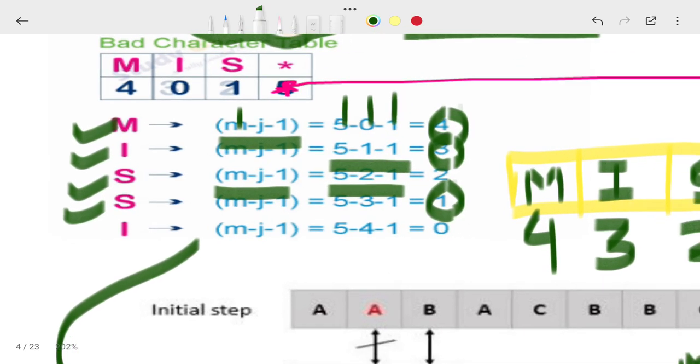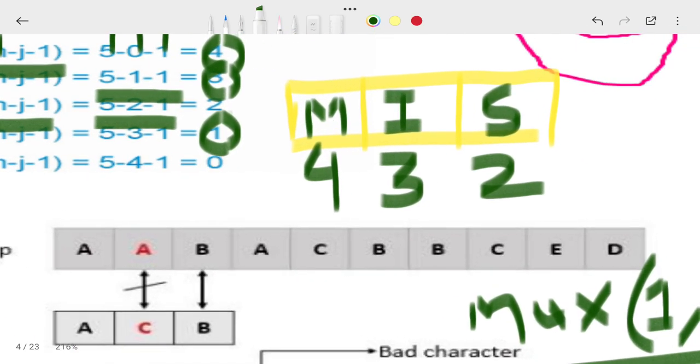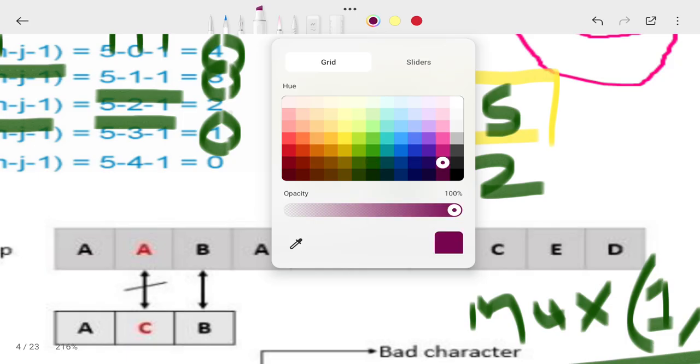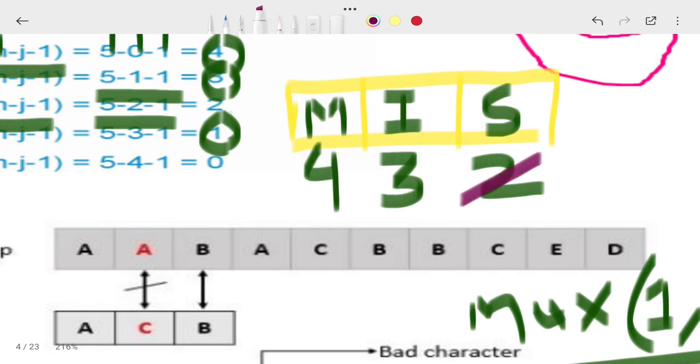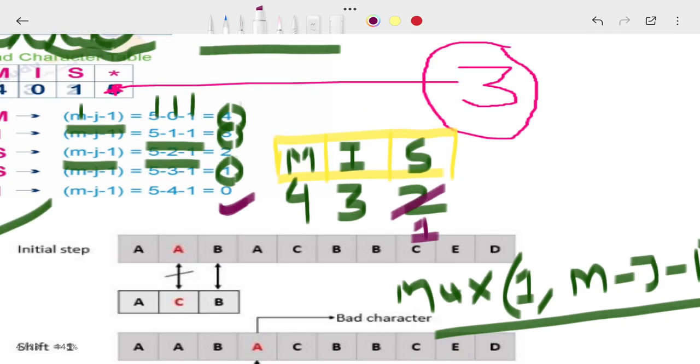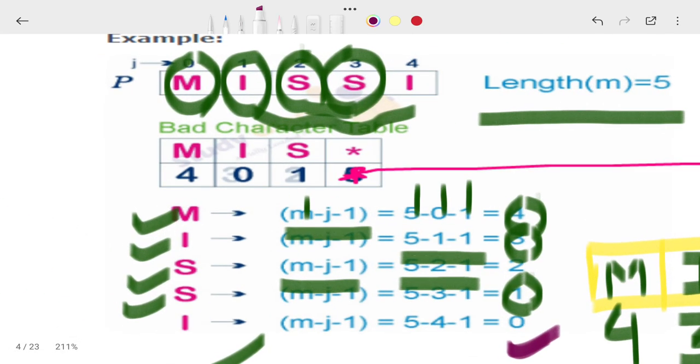So now s was 2. What will I do? I will replace this one. Now this is 1, meaning the updated value of the repeated text will be the bad character index. Now next is i.